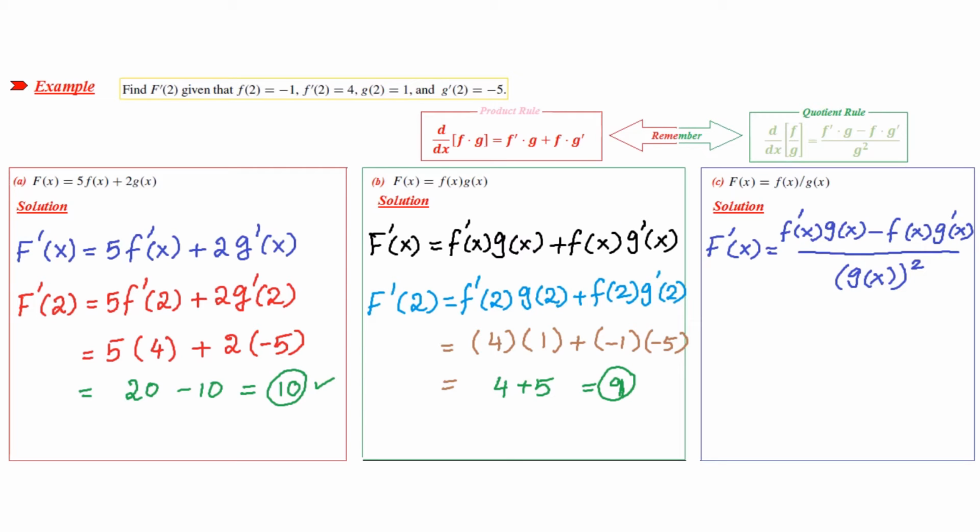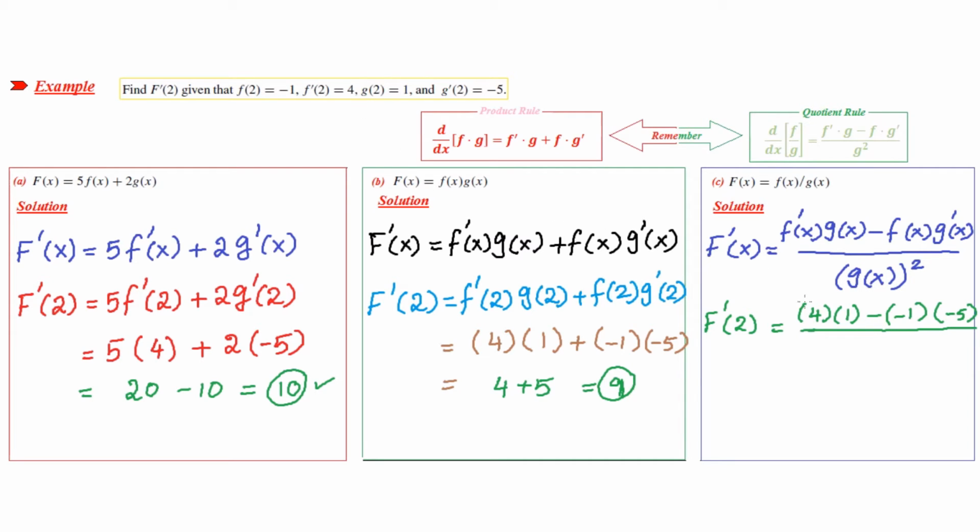Now you have to replace x equals 2. f prime of 2 equals, now I want to replace directly, f prime of 2 given equals 4 multiplied by g of 2 equals 1, minus f of 2 given equals -1 multiplied by g prime of 2, which equals -5, divided by g of 2 squared.